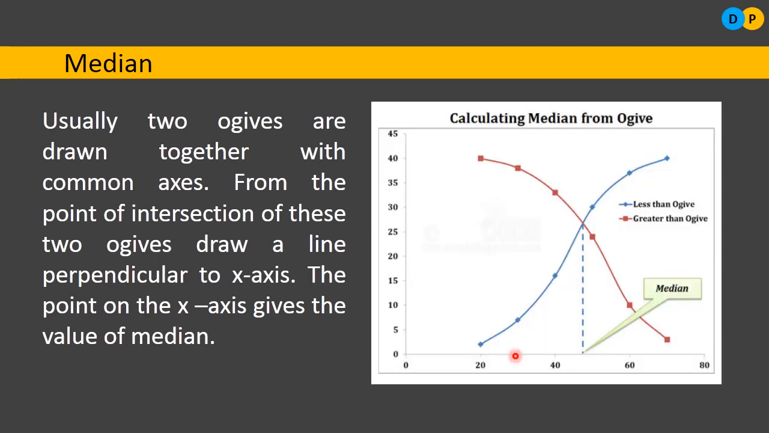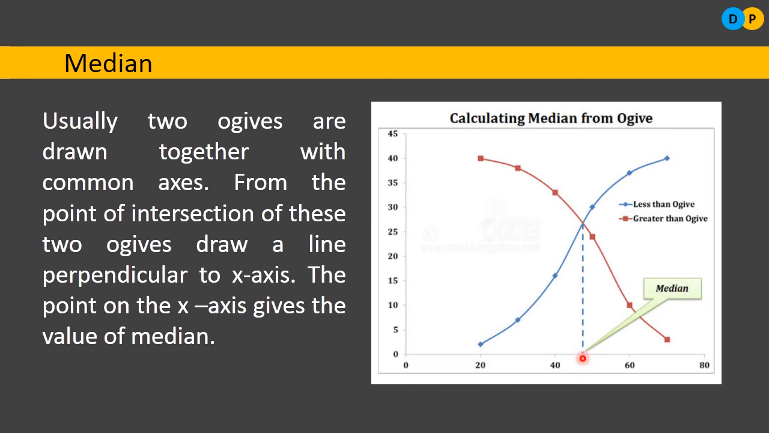So using Ogives, this is the less than Ogive and this is the more than Ogive. If you want to plot the median value, yes, you can do that. How to plot the median value? Let us say this is the less than Ogive and this is the more than Ogive. At the point where both Ogives meet, the intersection point, we draw a perpendicular line towards the x-axis. The point where it meets the x-axis, the value here, is the median value.